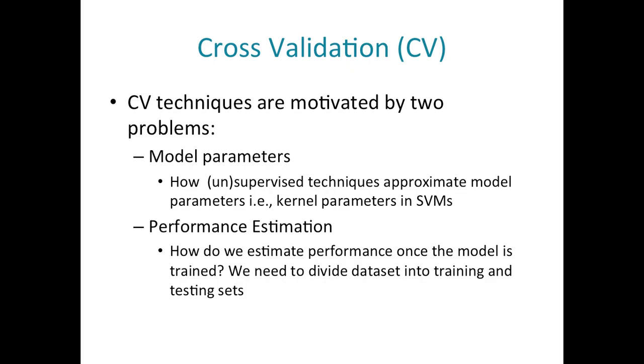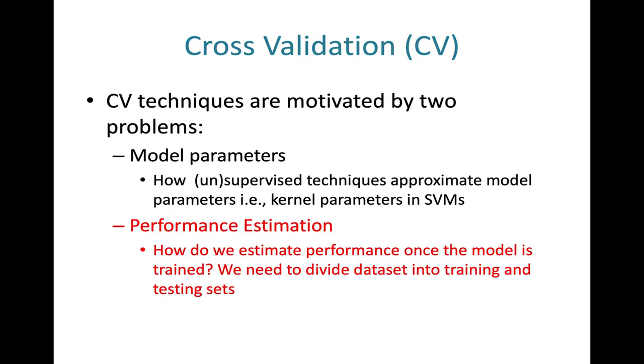But in terms of performance estimation, what cross-validation refers to is basically how the data set is divided into training and testing so that we can train the model and test the performance of the model on the testing data set. In today's class, we will be focusing on cross-validation as performance estimation, and we will be looking into different techniques on how to divide datasets into training and testing depending on the nature of the data that we have.